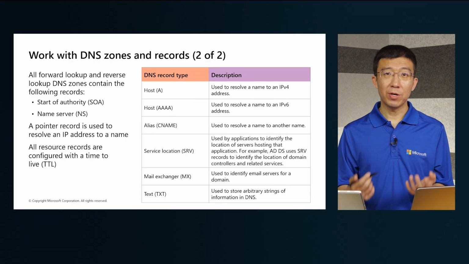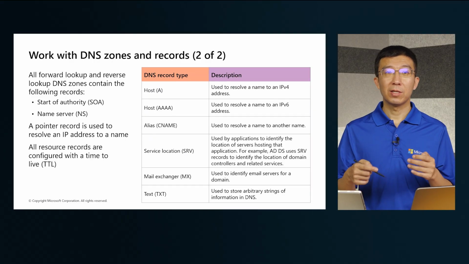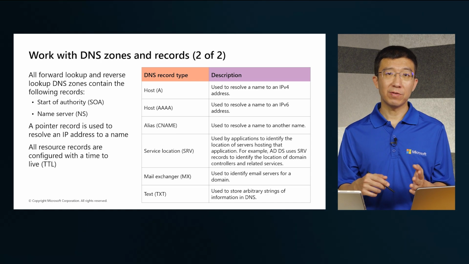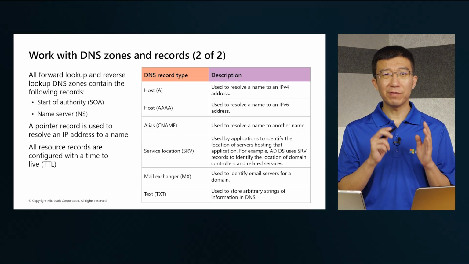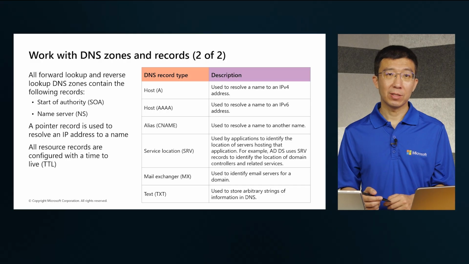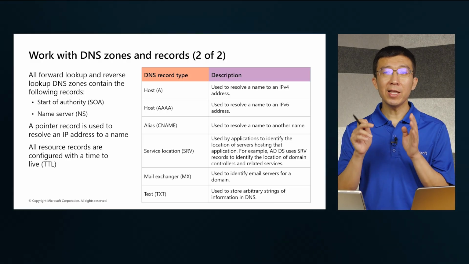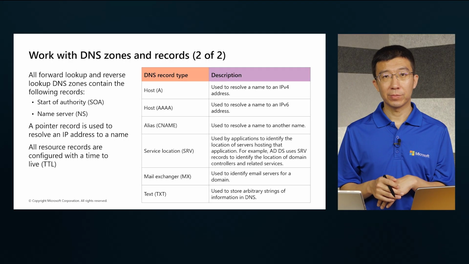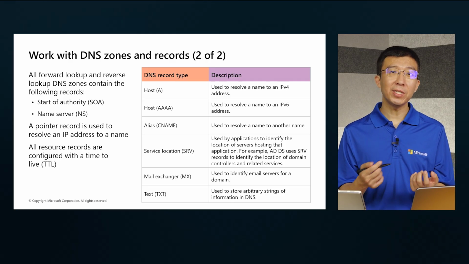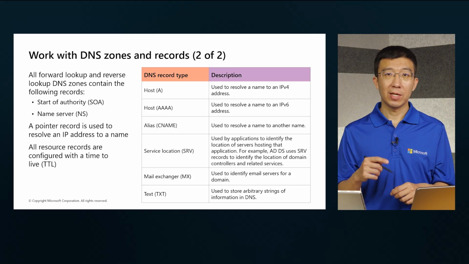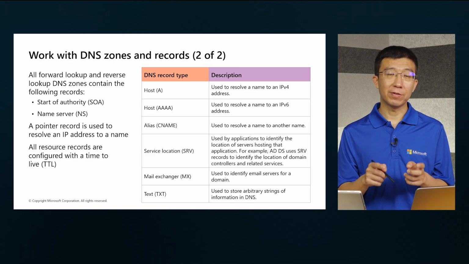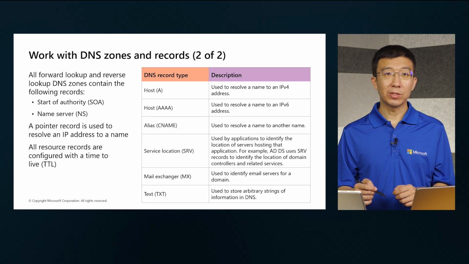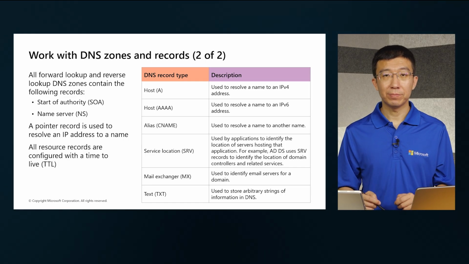Every DNS zone, whether forward or reverse, contains several essential records. These include the Start of Authority (SOA) record, which defines the zone and its properties, and also name server (NS) records, which identify the DNS servers for the zone. There are also pointer (PTR) records for reverse lookups and a time to live (TTL) value for each of the records. The TTL determines how long it is cached.